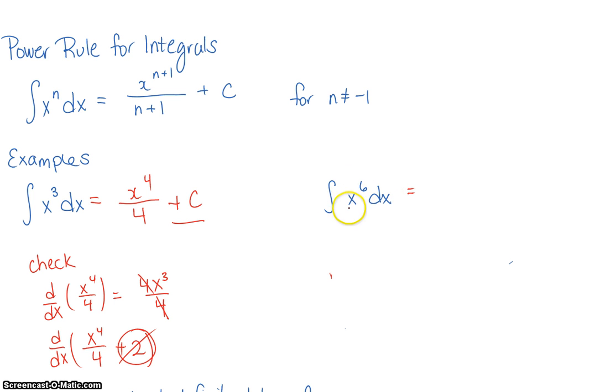So another example here, if I have the integral of x to the 6, then I need to go up a degree, divide by 7, plus c.